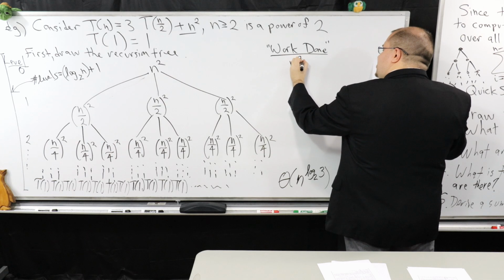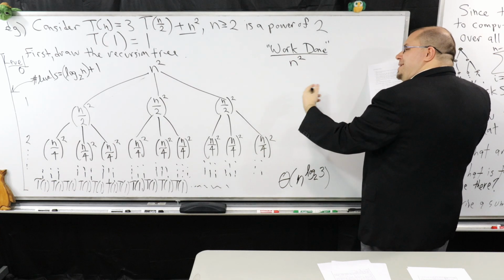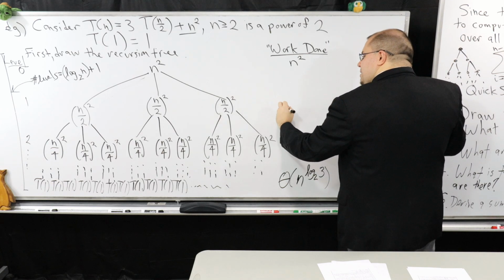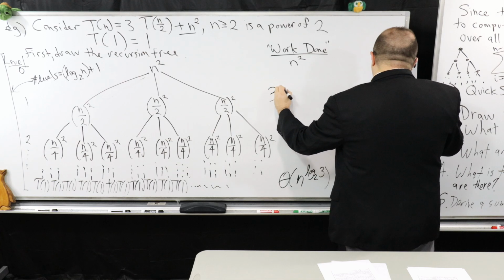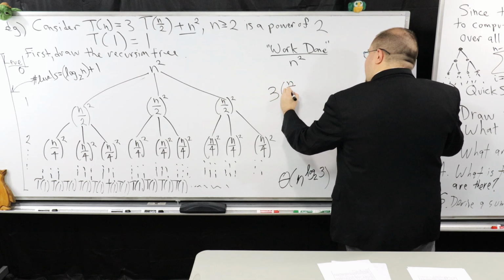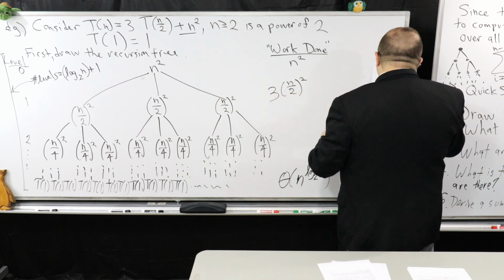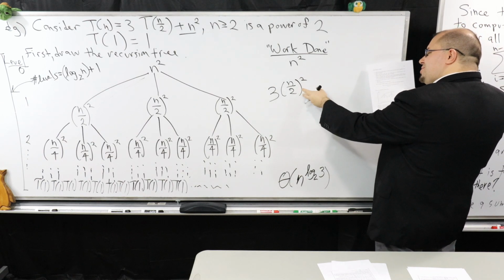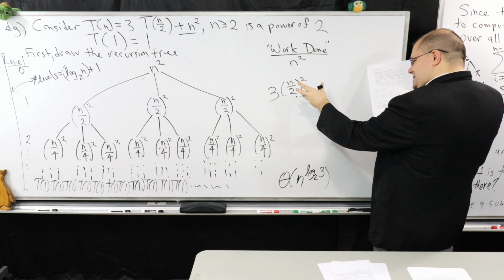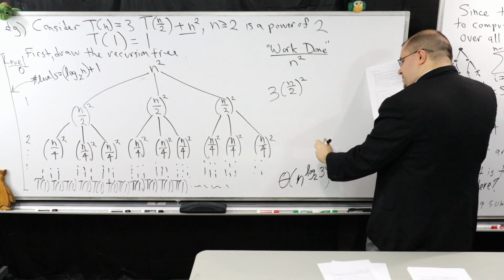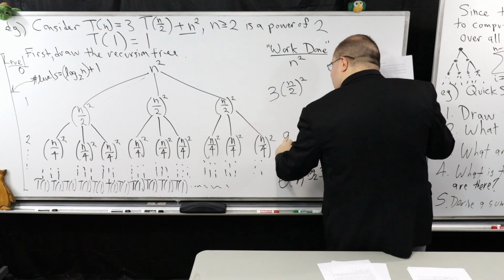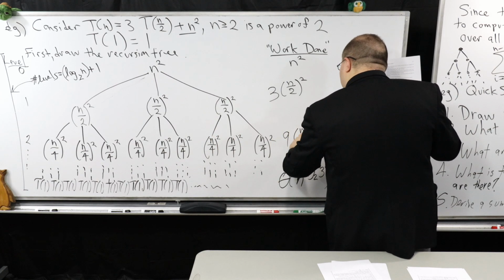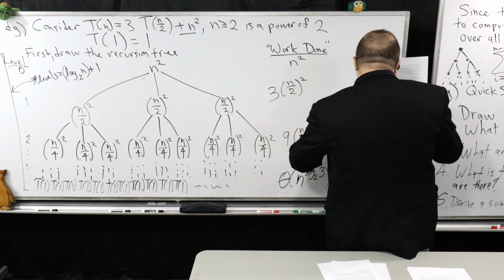So I have n squared here. Remember, that's the only node that's there, right? So here I have three of these. So I have 3 times (n over 2) squared. Let's go to the next one. How many do I have here? I have 9. Each one is (n over 4) squared.